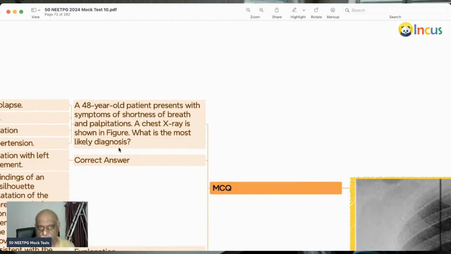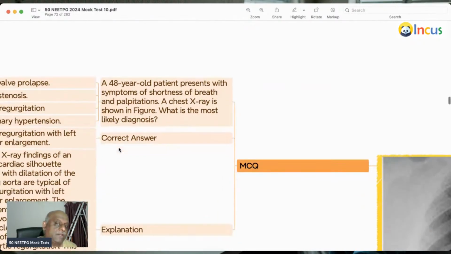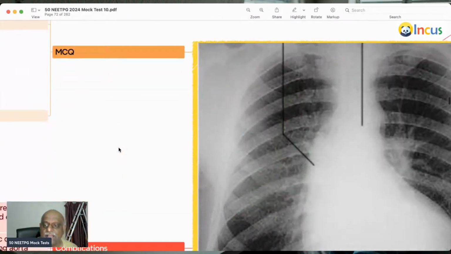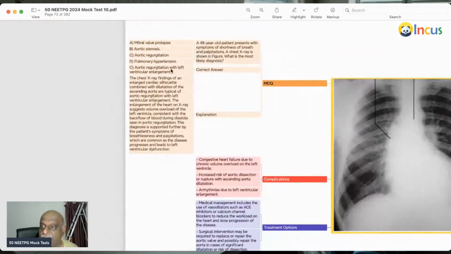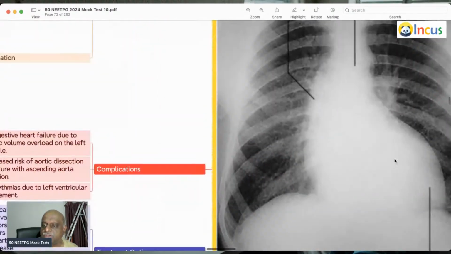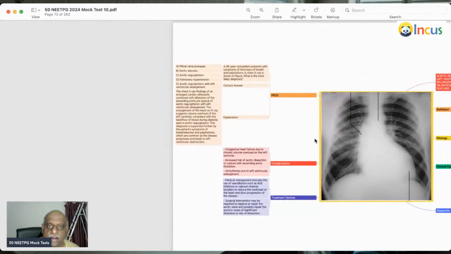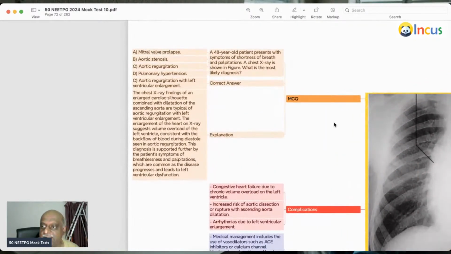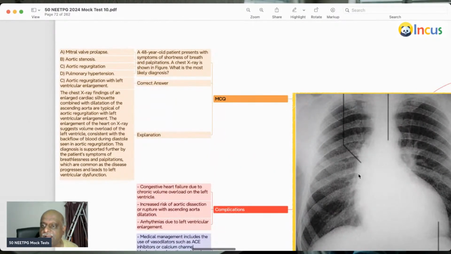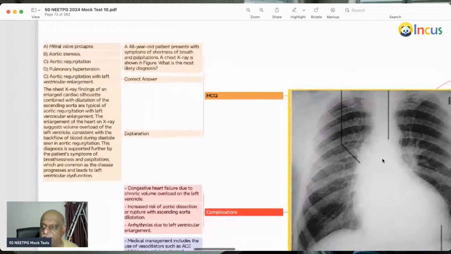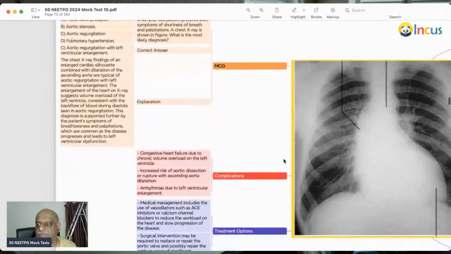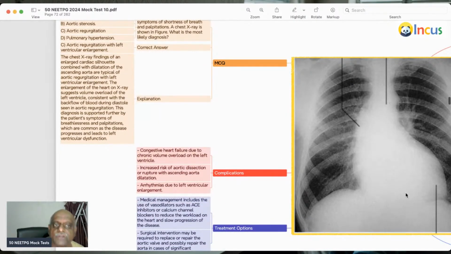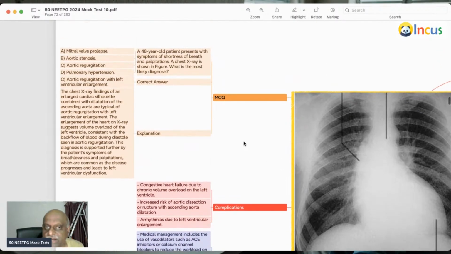A 40-year-old with shortness of breath and palpitations, a chest X-ray has been shown to you, right? And there is an enlarged cardiac silhouette with dilatation of the ascending aorta. Ascending aorta is dilated, doctor, dilated. Typical of aortic regurgitation with left ventricular enlargement is what you need to remember.